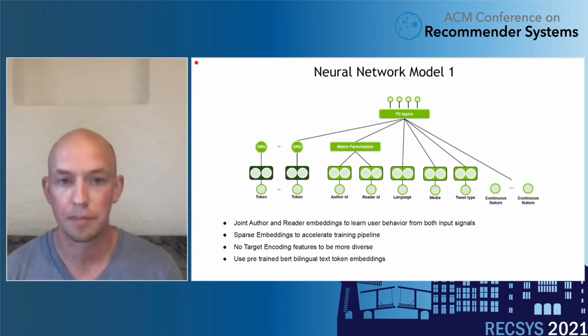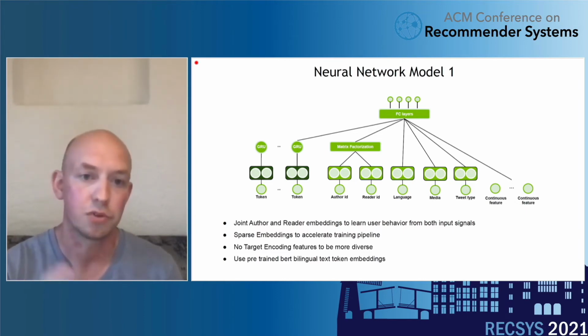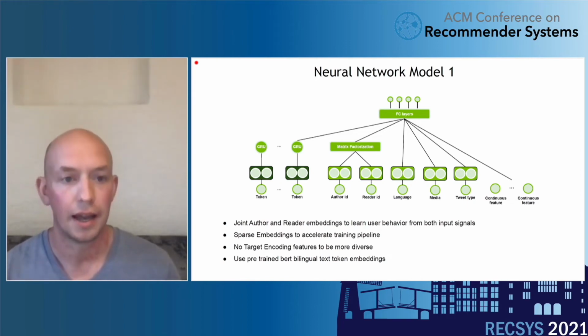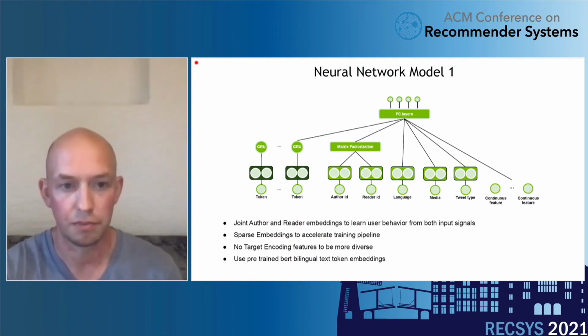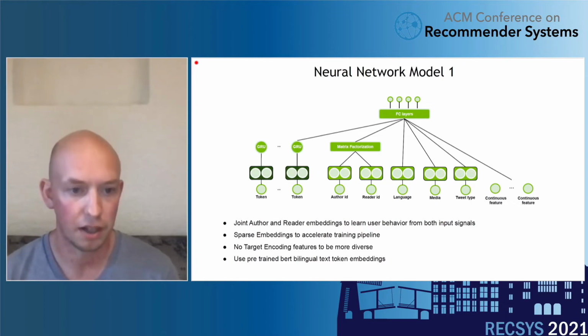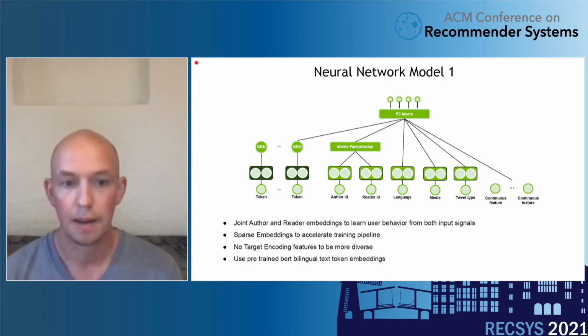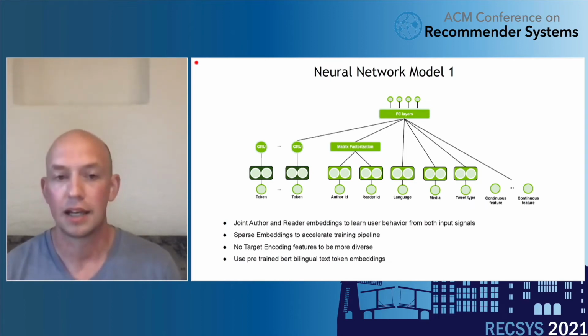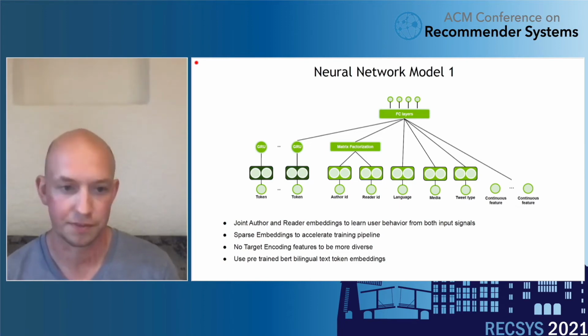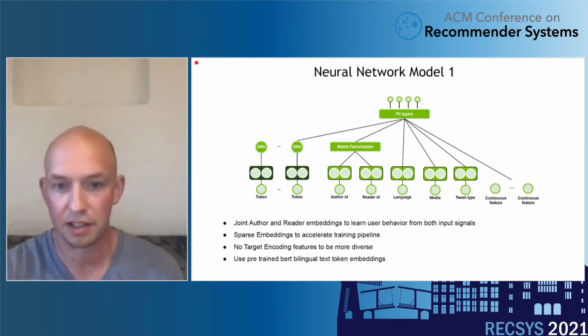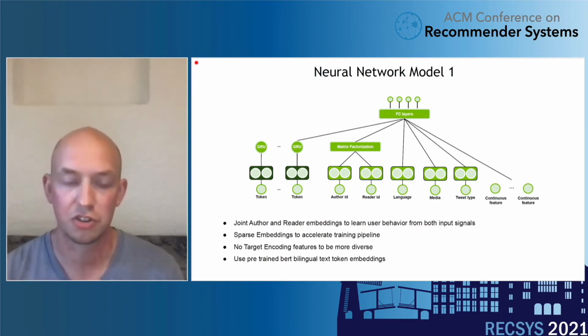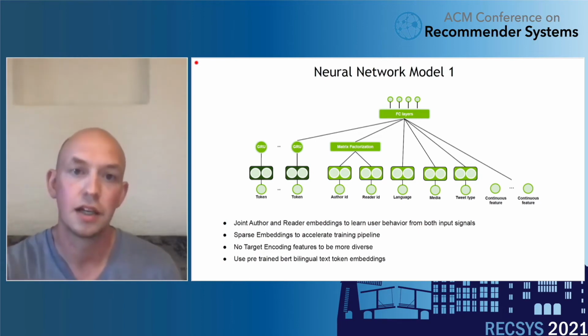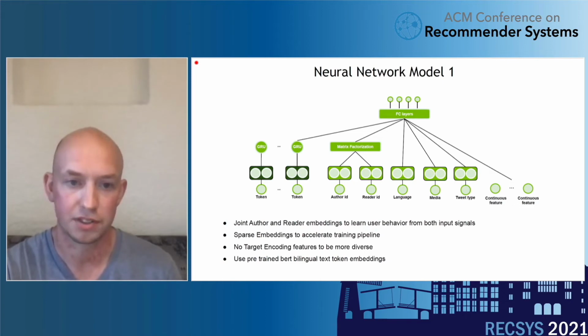Then we often use some kind of matrix factorization or element-wise dot product to combine different models. And we use the tokens here. In this first model, we use pre-trained BERT bilingual text tokens. So we don't use the full BERT model. We just use the embeddings for the tokens, as these were the tokens we got by default. Then we added additional categorical features, continuous features, and multiple hidden layers. And we predict all 4 targets at once.